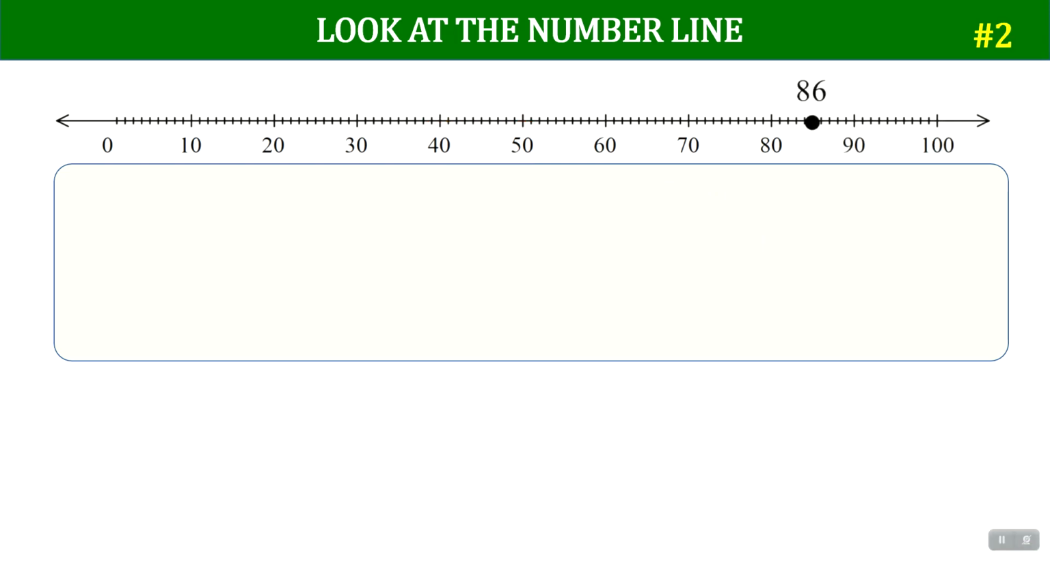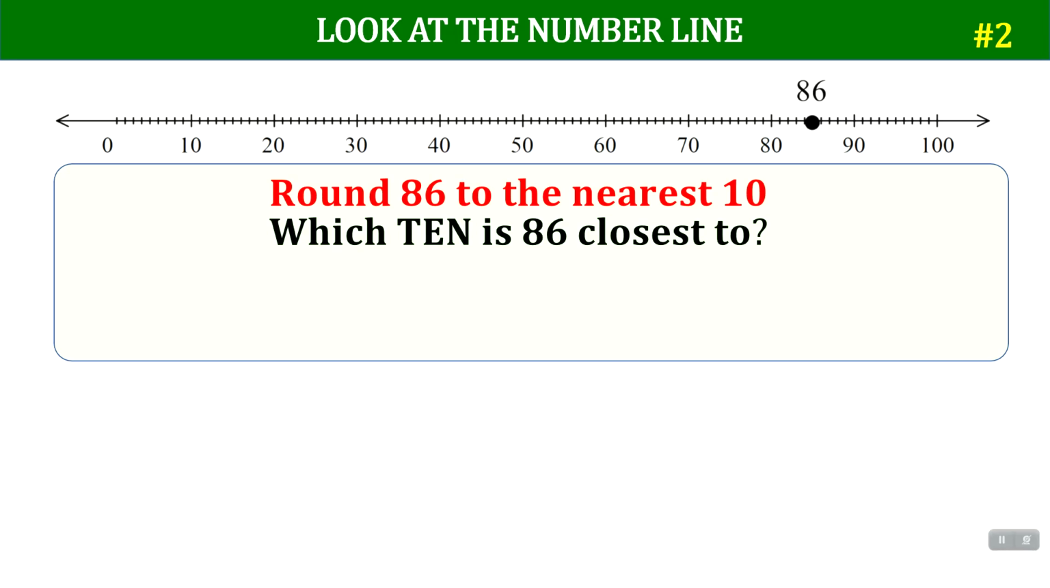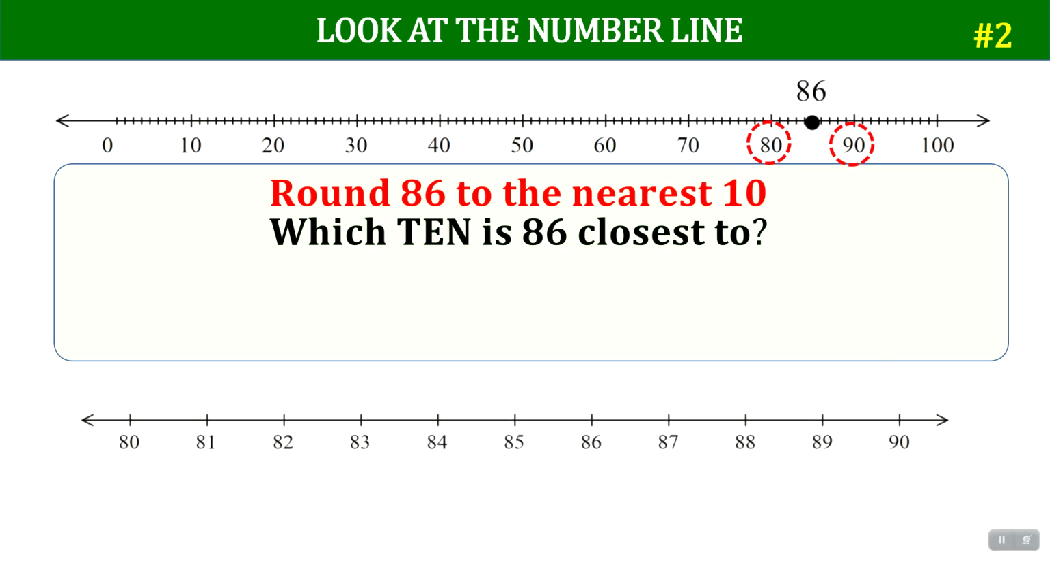Let's again look at the number line with the number 86. If we wanted to round 86 to the nearest 10, we have to determine which 10 86 is closest to. We can see 86 is between 80 and 90. Those are the 10s 86 is between. And if we extend the number line between 80 and 90, we can see all of the numbers in between. 80 on the left, 90 on the right, and 86 somewhere in between.